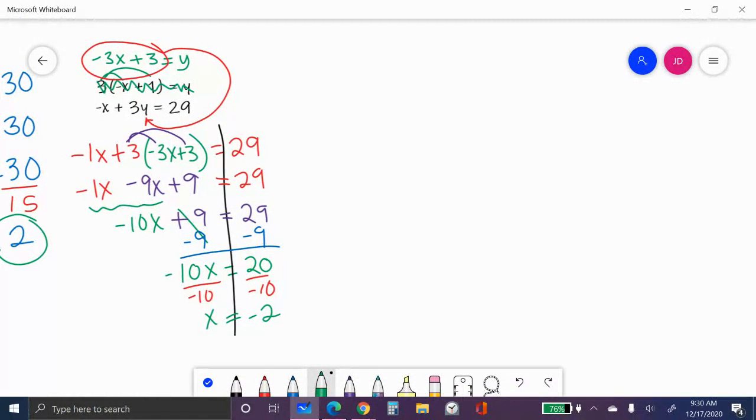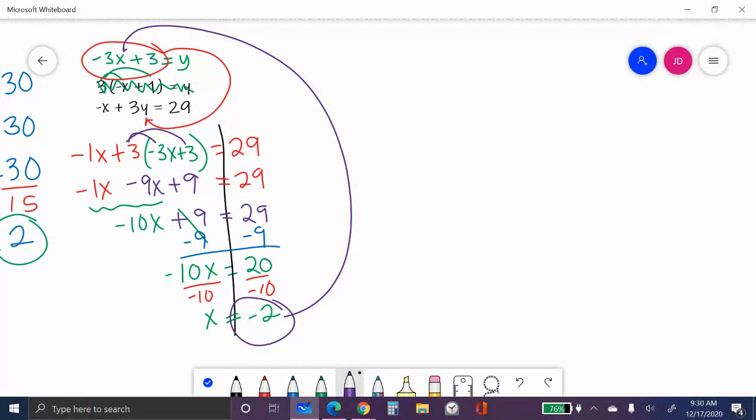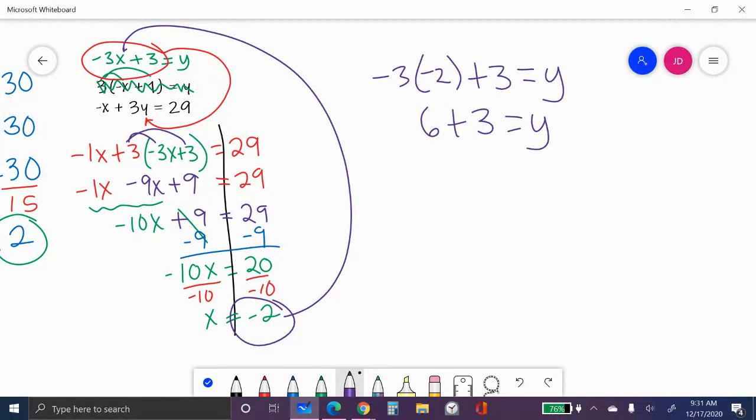So I'm going to take this negative 2 and plug it all the way back in up here to find my y, right? So we have negative 3 times negative 2 plus 3. That's equal to y. Right? Negative 3 times negative 2 is positive 6 plus 3 equals y. And my y is 9.